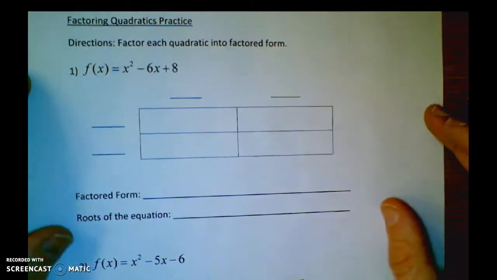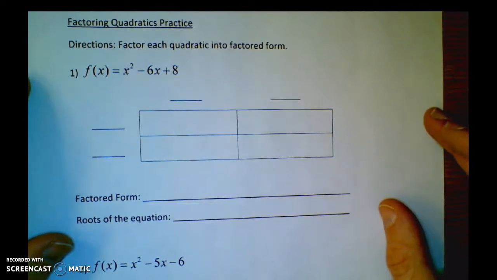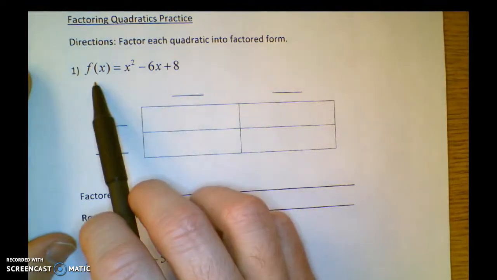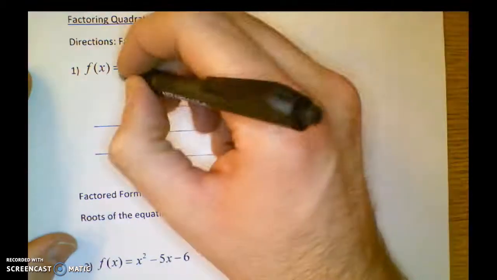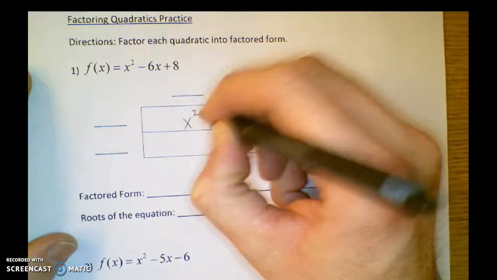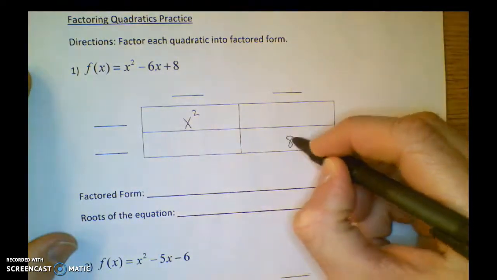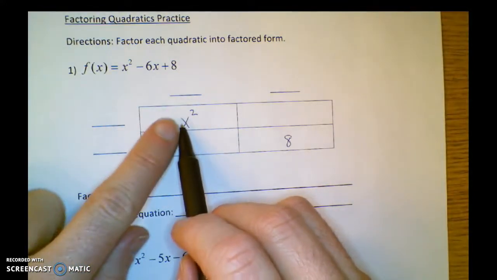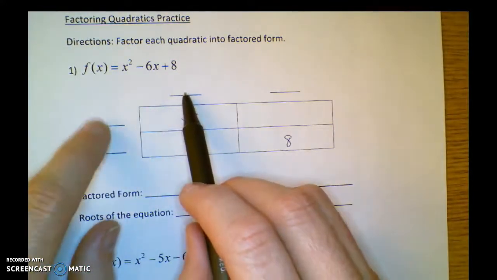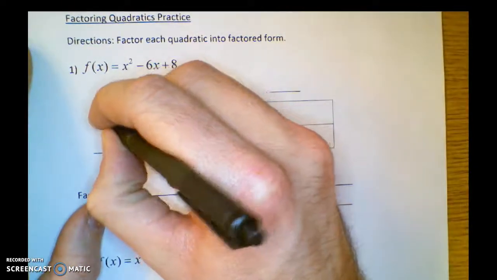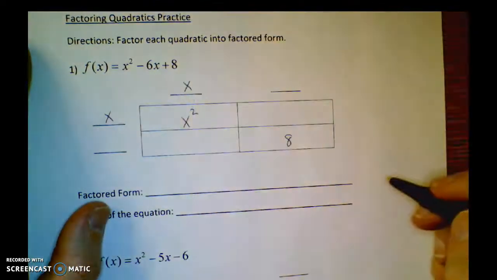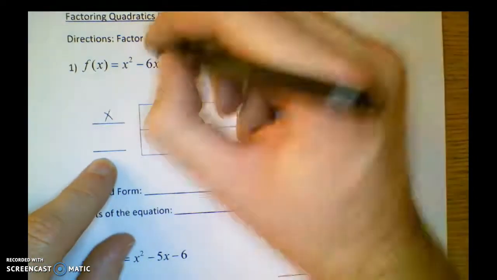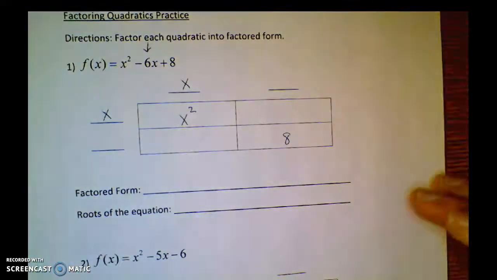Alright, so we're going to follow the same procedures. It says factor each quadratic into factored form. So here's my quadratic expression, or my equation. It's a function. Remember, the first term, x squared, always goes in the first box, and the last term, 8, goes in the last box. So now I'm looking for the numbers that multiply together to give you the number in the box. So what two numbers here would give me x squared? This one's easy to find out. It's x times x. Here I'm looking for two numbers that multiply together to give me 8, but they have to add to equal the negative term of -6.